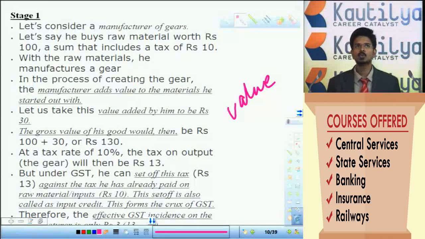So now the gross value of his good would be rupees 100 spent on getting the raw materials, plus 30 rupees of the various kinds of value that he added. Obviously, when he is trying to produce a gear, he is going to put in labor, capital, technology, and every kind of innovation. So totally, finally this product's value is rupees 130. Now let us see what is happening. If a tax of 10% is levied, this is the tax on the output.